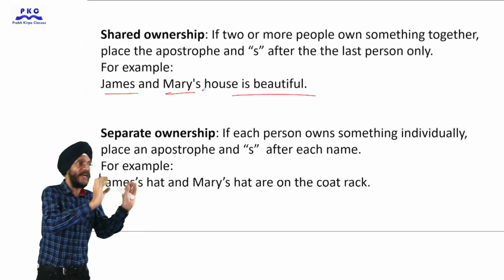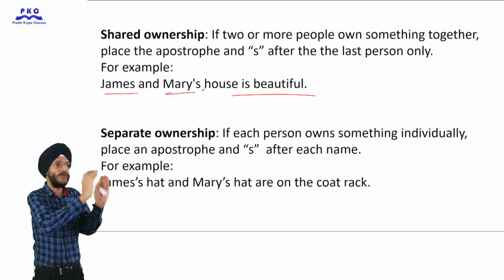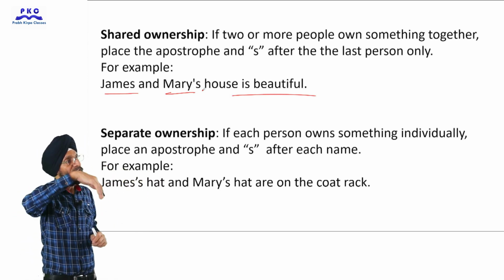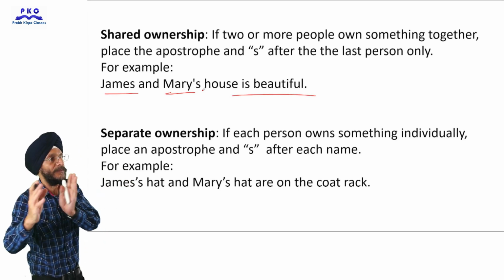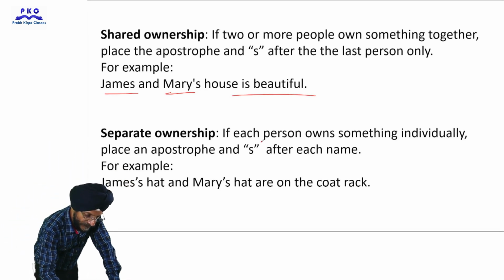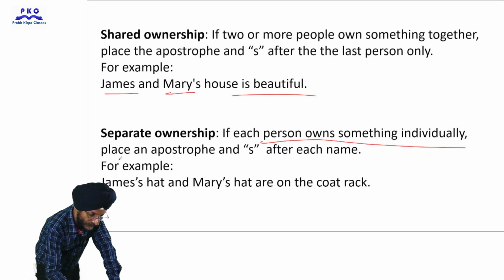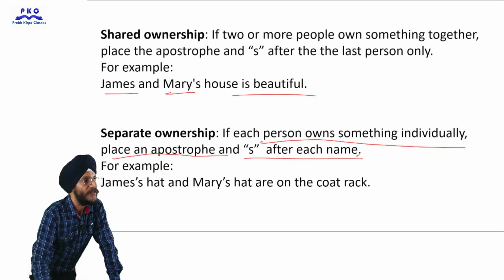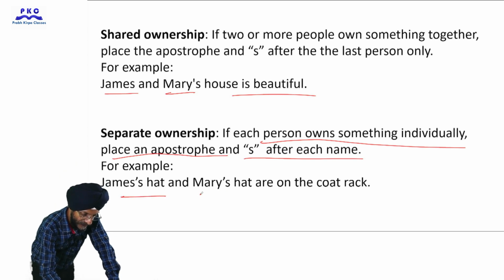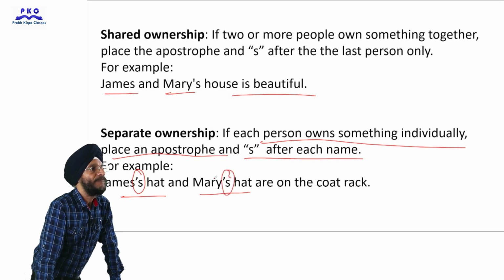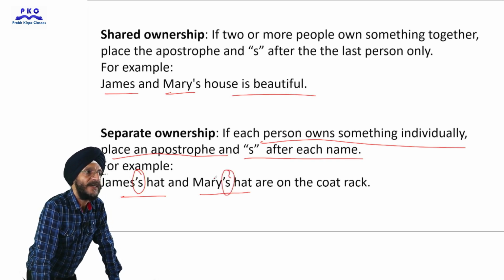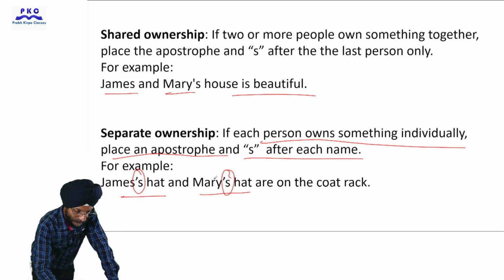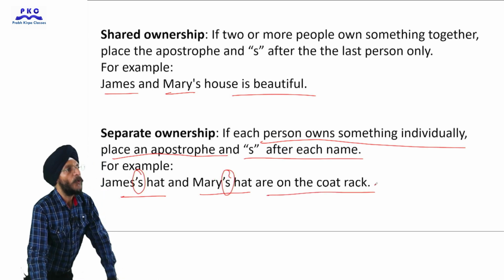Then in that case we will add apostrophe plus s with both the names. If each person owns something individually, place an apostrophe plus s after each name. James's hat and Mary's hat. You will see that here it has been added apostrophe plus s. Again with Mary, apostrophe s has been added. James's hat and Mary's hat are on the coat rack.